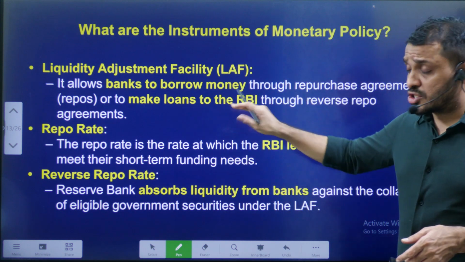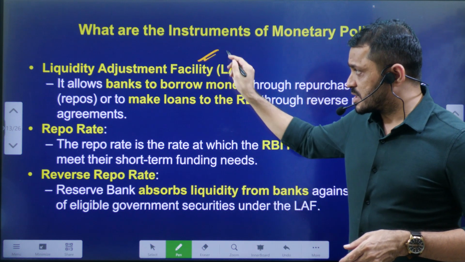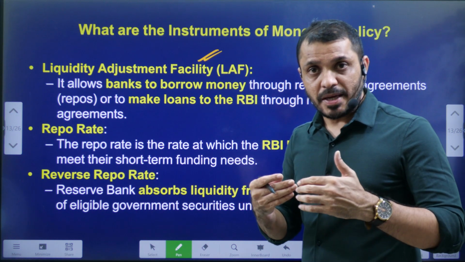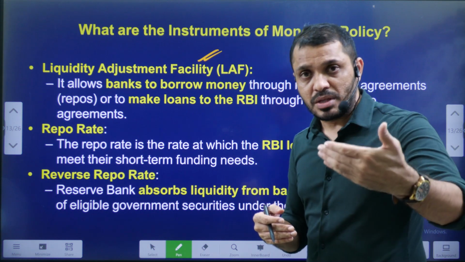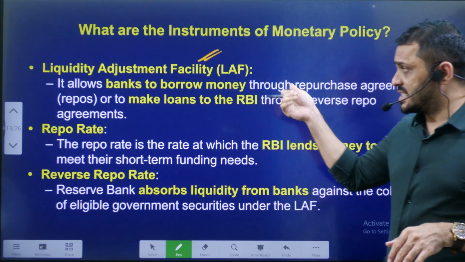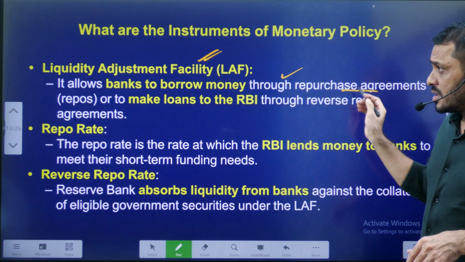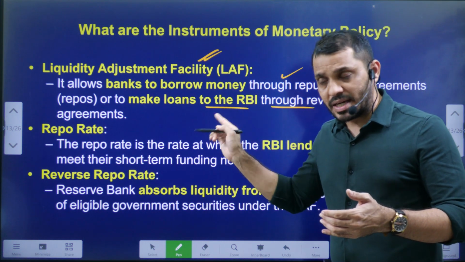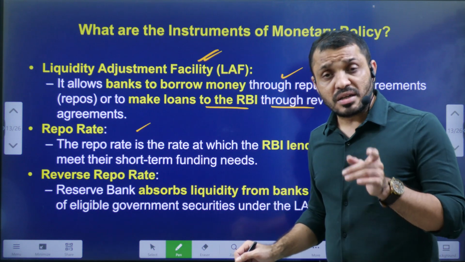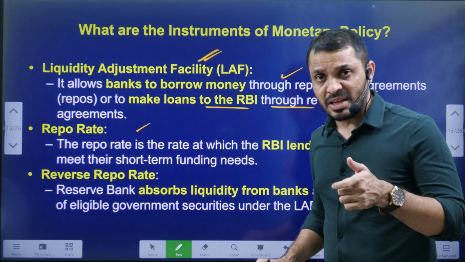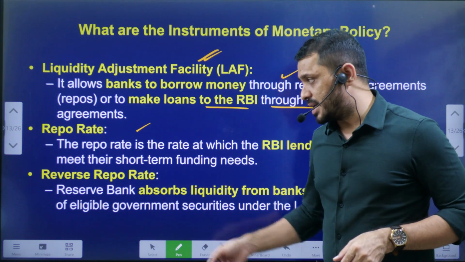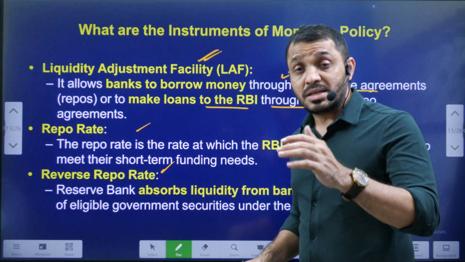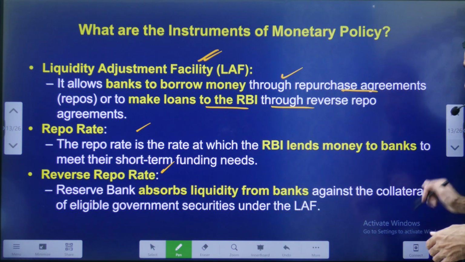Now let's see some of the instruments used by RBI. First one is the Liquidity Adjustment Facility, LAF. When banks need money, they take loans from RBI. When a bank has an excessive surplus, it gives the money to RBI. That is known as the Liquidity Adjustment Facility. They borrow money, and they also give loans to RBI. That means it includes both repo rate and reverse repo rate. Repo rate is the rate of interest charged by RBI on banks when banks borrow money from the RBI. Reverse repo rate is the rate given by RBI to banks when banks lend their money to RBI. So that is the reverse repo rate.